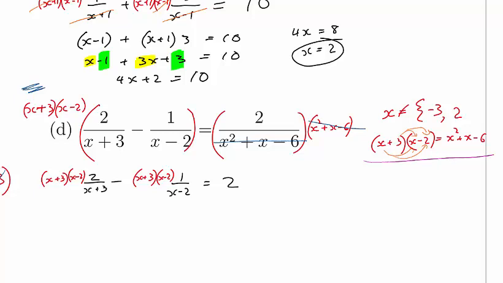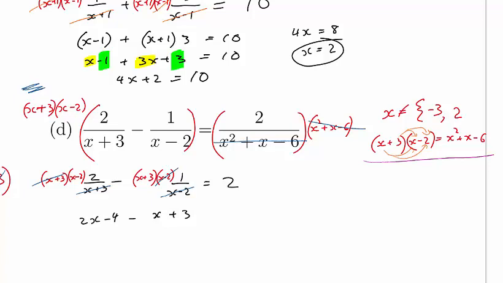All right, so we cancel out what cancels. x plus 3 gets rid of x plus 3, and x minus 2 annihilates x minus 2. So we've got 2 times x minus 2, which gives us 2x minus 4. And then over here, it's x plus 3 times 1, so it's just x plus 3. Now I just wrote a very common mistake.